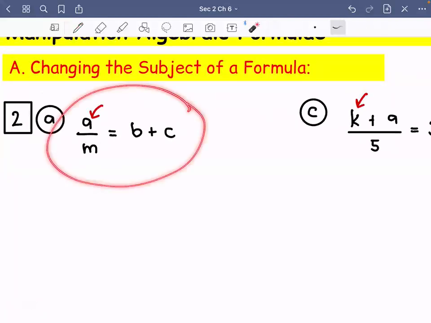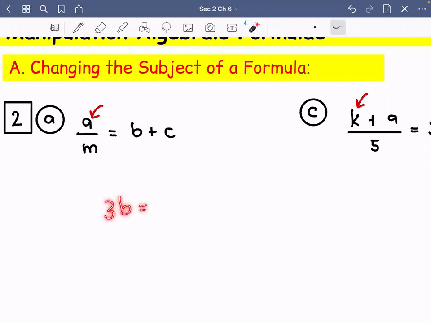Okay, so let's answer this first. We get AM over... or A over M equals B plus C. Now, a while ago, we were dividing this, right? So if we want to get rid of 3, we divide both sides by 3. But take a look at this. 3 is beside B. But what if it's, let's say, B over 3, how do we get rid of M? How do we get M? A divided by B plus C.